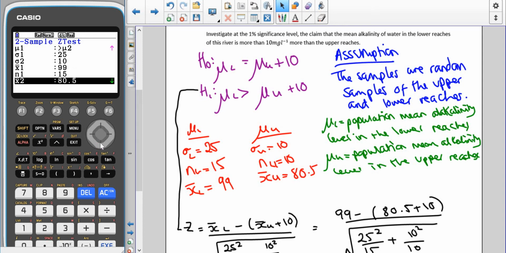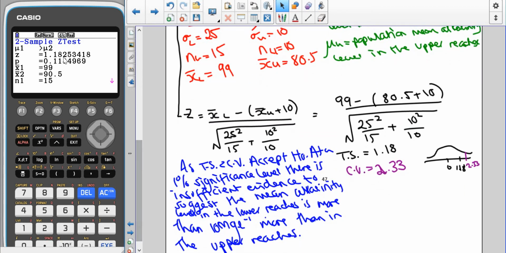Now, because we're adding 10 to the mu U, we are going to have to add 10 to the sample mean for the upper reaches. So we're going to have to change that to 90.5 instead. But the number of pieces of data is still 10. And now you can see that we've ended up with 1.18, and our test statistic here was 1.18.